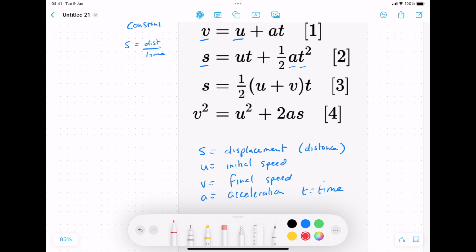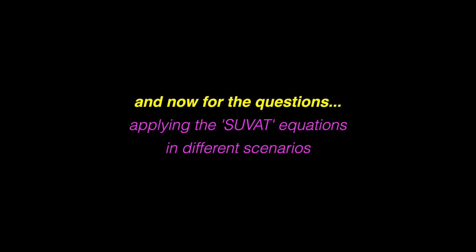Displacement is usually in meters. Initial speed, meters per second. Final speed, meters per second. Acceleration, meters per second squared. And then time, it's always in seconds. So for the 3 questions that I'm going to go through, I'm going to show you the same method for each one, and it's really straightforward to follow.